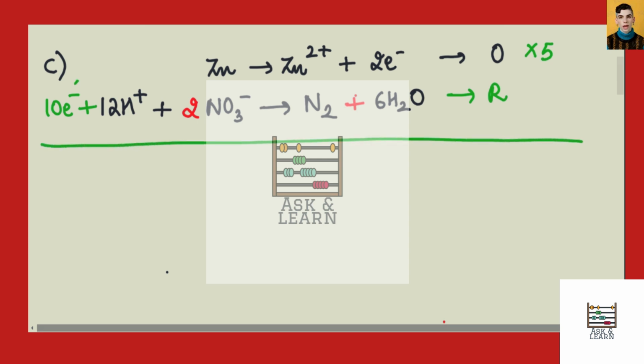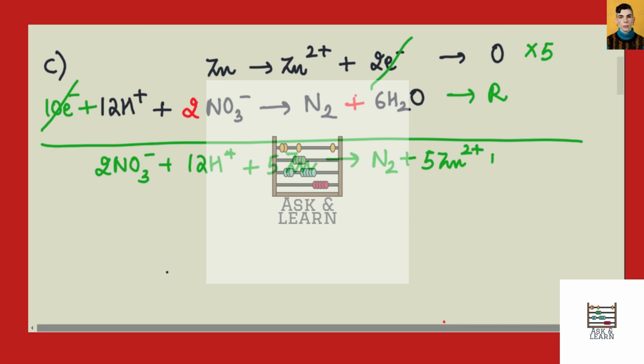So the electrons count gets cancelled and we are left with 2NO3 negative plus 12H positive plus 5 zinc atoms going to N2 plus 5 zinc 2 positive plus 6 water molecules.